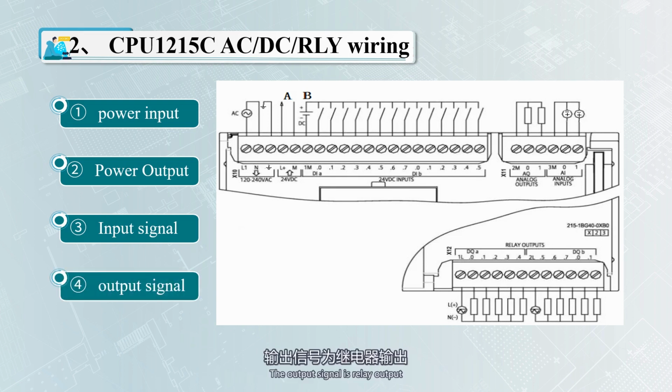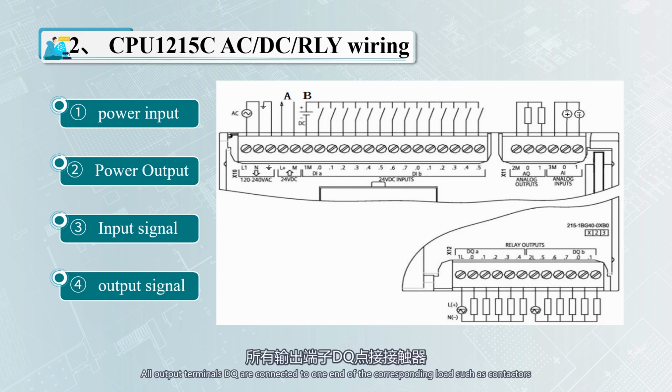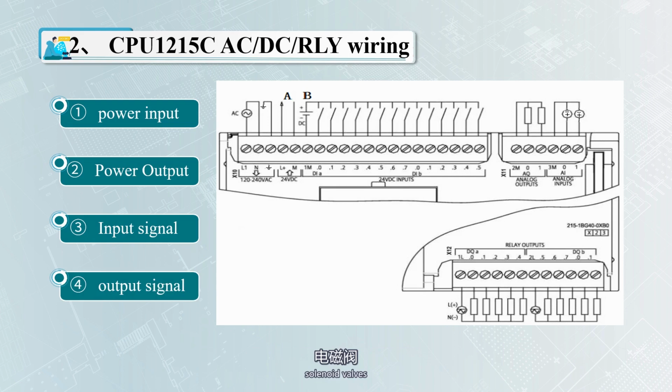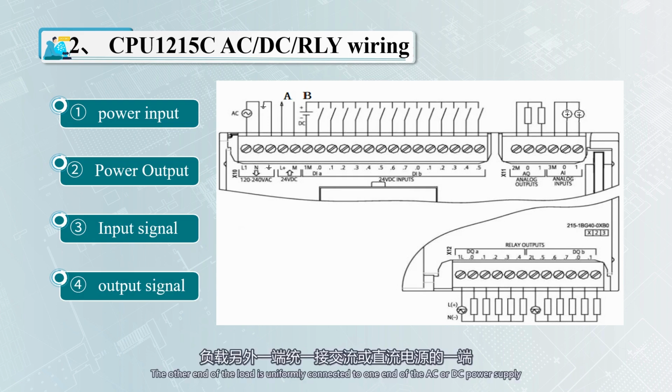The output signal is relay output with 1L and 2L as common terminals. All output terminals DQ are connected to one end of the corresponding load such as contactors, solenoid valves, signal lights, etc. The other end of the load is uniformly connected to one end of the AC or DC power supply, and the other end of the power supply is connected to the 1L and 2L common terminals.